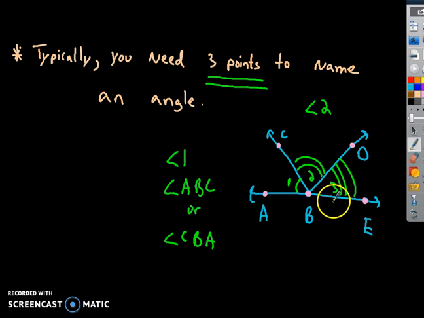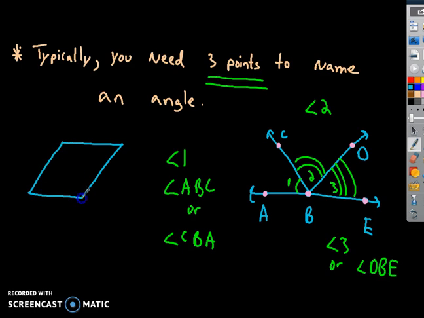Or if you want to name angle 3 with letters, you could call it angle DBE. All right, so in the cases that you don't need 3 letters, it has to be really obvious, and you can't be confused. Like if I gave you this picture, call this F, J, K, W, and let's put 4, 5, 6, 7 in there. So there's 2 names for those angles.